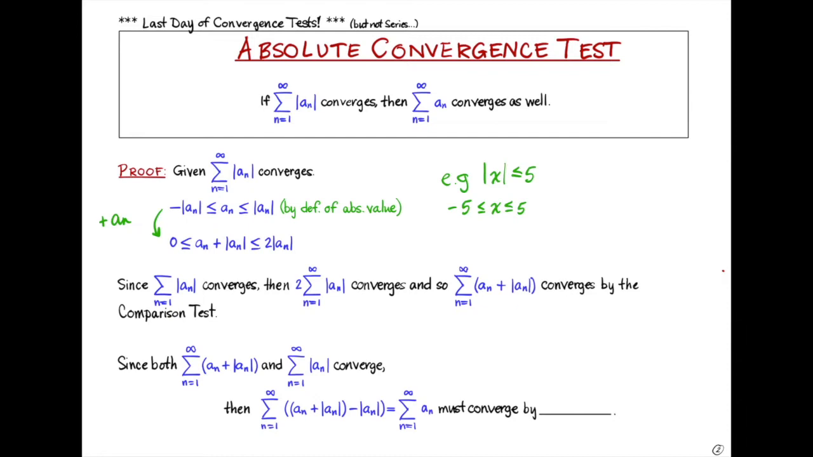So now we have two converging series. We have our a sub n plus the absolute value of a sub n and the series of the absolute value of a sub n, and they both converge. And so we can take the difference of our two series using our limit laws, and that tells us that our series a sub n must converge.